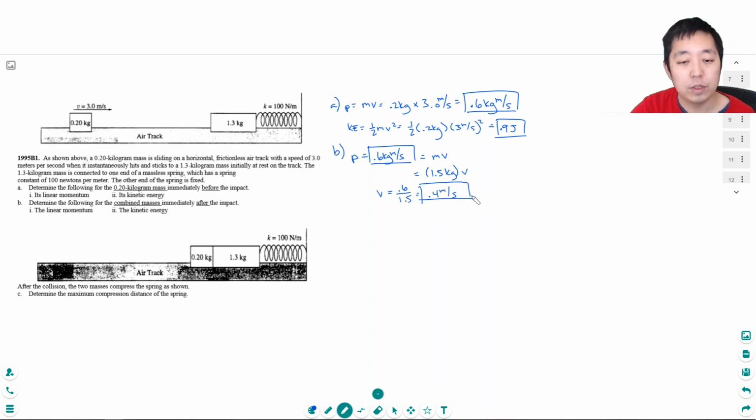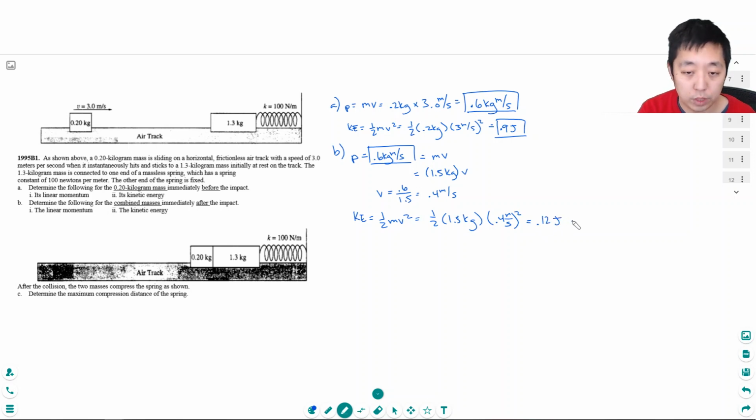So together they're moving. That's just what its velocity is, but what we're asking for here is its kinetic energy, which is 1/2 mv squared. 1/2 times 1.5 kilograms, because they're both moving together, times v squared, that's (0.4 meters per second) squared. That gives 0.12 joules. No, that can't be right. Oh yeah, it is right. 0.12 is smaller than 0.9, duh.